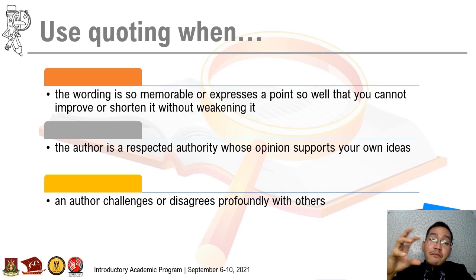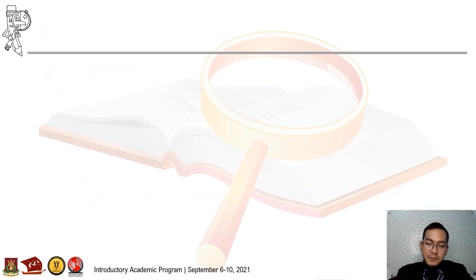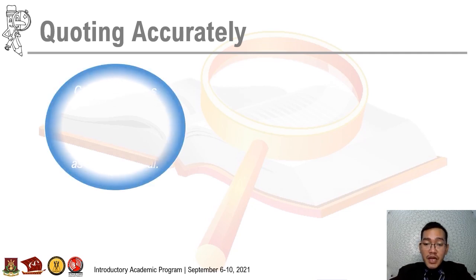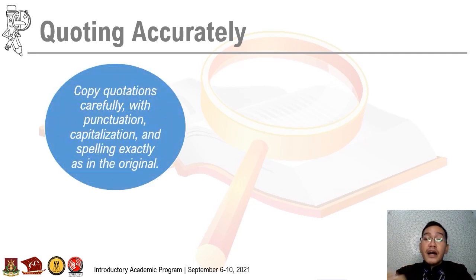Kasi that's another impactful statement, no? Kapag may state na something opposite, no, to other authors' claims. So how do we quote properly? First, no, we copy quotations carefully with punctuation, capitalization, and spelling exactly as in the original. Kasi nga quote, di ba? No? Putting the exact words, okay, of the author into your paper. So, lahat, ang comma, no, ang capitalization, you have to copy all of them.